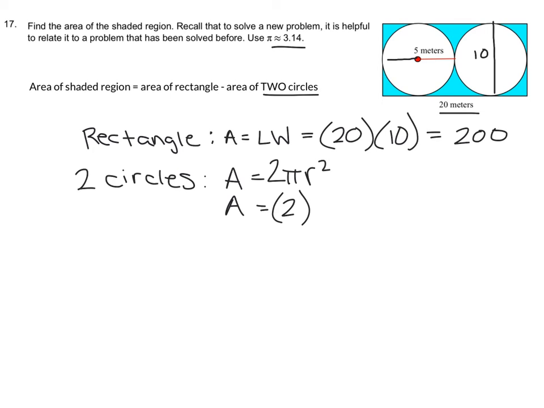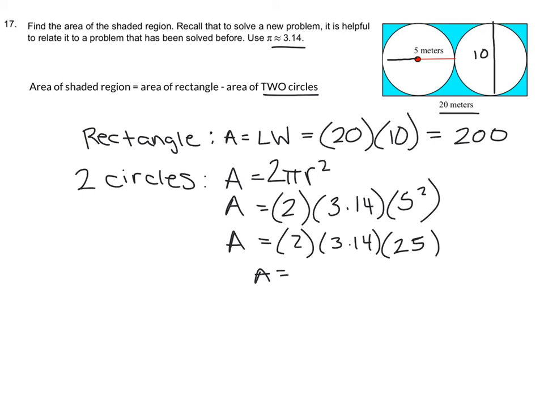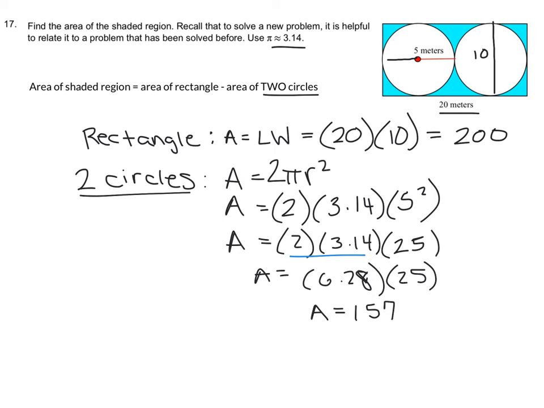So I have 2 times 3.14 times 5 squared. First we'll do 5 squared, which is 25. Next we can multiply 2 times 3.14 to get us a value of 6.28. And then lastly, we'll multiply 6.28 times 25 to get an answer of 157. So that means that the area of both circles is 157 square meters.